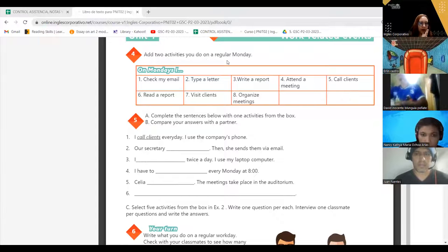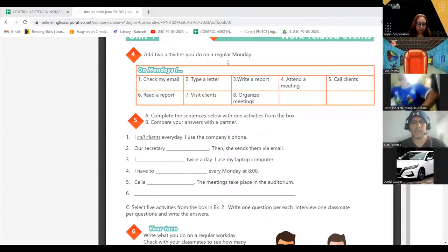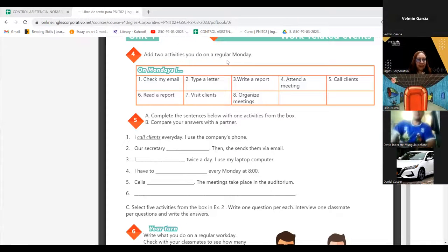Perfect. We're going to hear Daniel Castro. Vamos a iniciar con Daniel. Lo escuchamos. Okay. Wednesday, I check my email in the morning, and in the afternoon, I had meetings with my college. Perfect. Colleagues. Sería ahí. Colleagues. Very good. Good job with those sentences. Bien, bien entrelazadas. Good job in the time expressions. You use them correctly. Perfect.